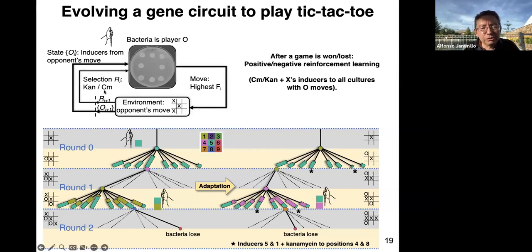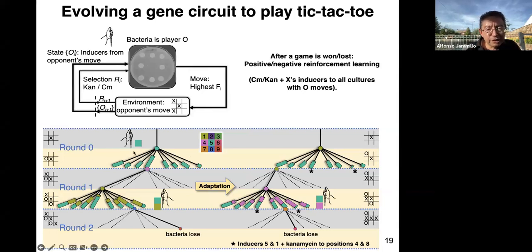And then this is the position. Then the environment changes, because now the environment is the opponent, human or machine or whatever, and as a consequence of the bacteria playing a position, the opponent moves to a given position of the opponent's choice. So now the chemical pattern changes. You have the previous chemical pattern, plus another inducer added. So it grows. Okay, so this is an example here.